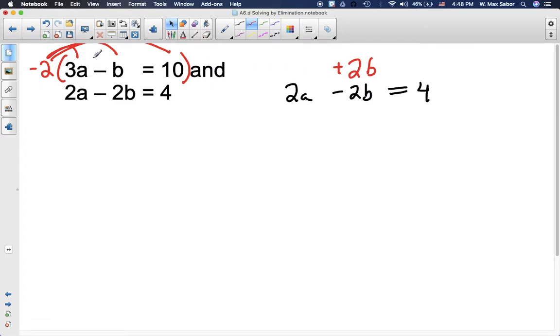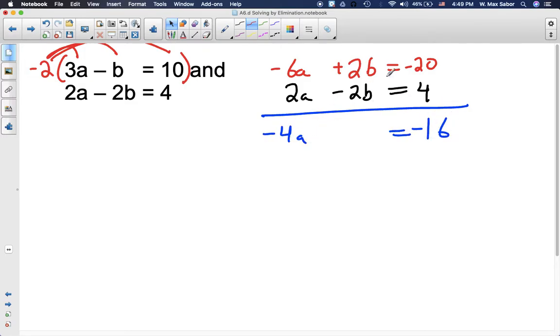So negative 2 times 3a is negative 6a. Negative 2 times 10 is negative 20. And now we can add these. Negative 4a, this adds to 0. Negative 16. These should add to 0, otherwise we've done something wrong. Now we divide and get a equals positive 4.